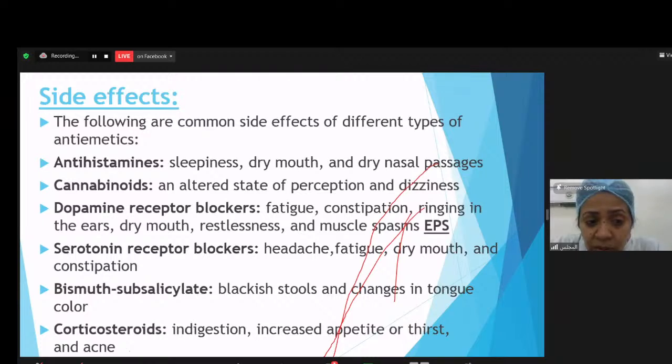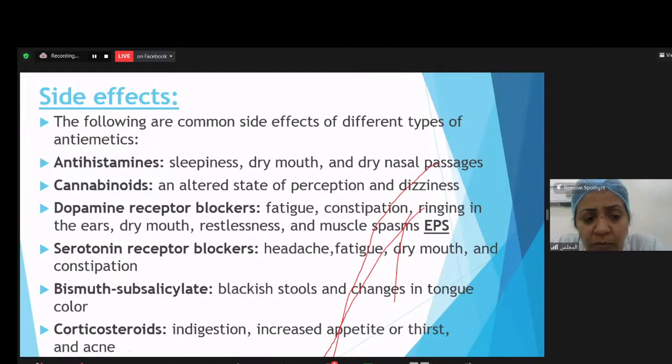We have bismuth subsalicylates. I found these drugs, by the way, act locally in the stomach, and the problem is they cause blackish stool and changes in the tongue color. But still it acts locally in the stomach, as it decreases the irritation and can settle the vomiting or the nausea, though it has side effects like the blackish stool and the tinge of color on the tongue from the drug.